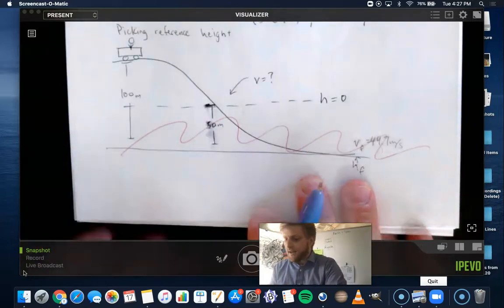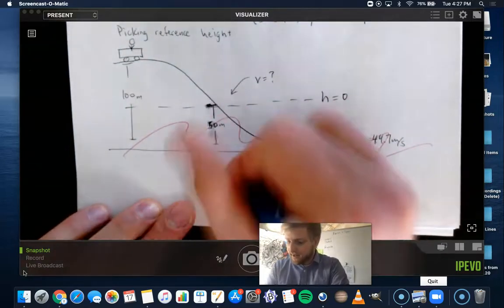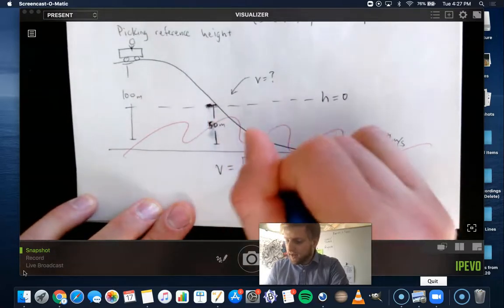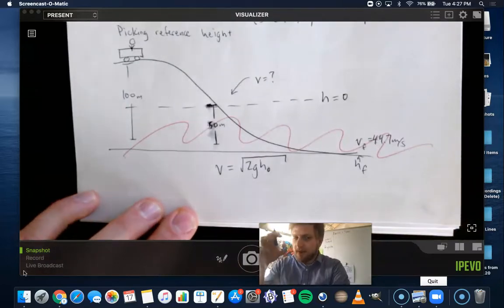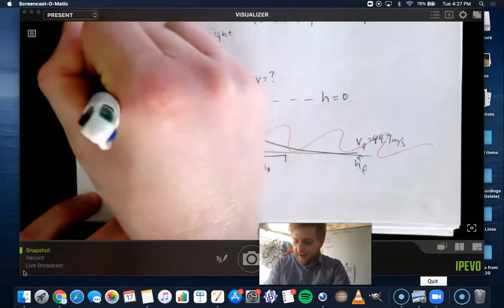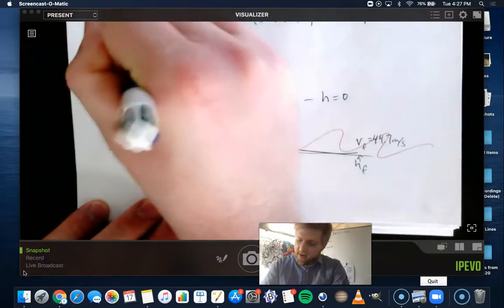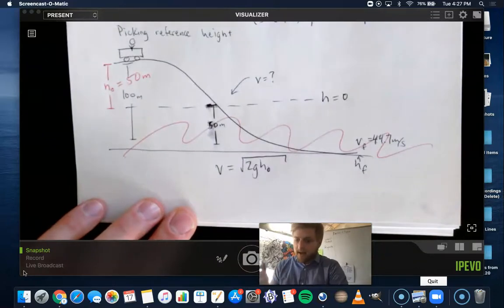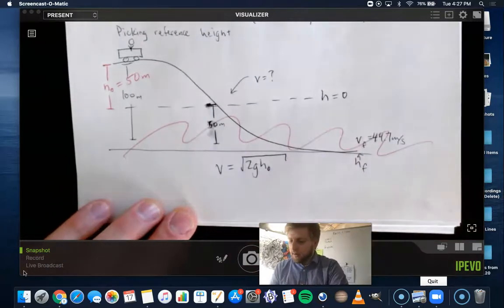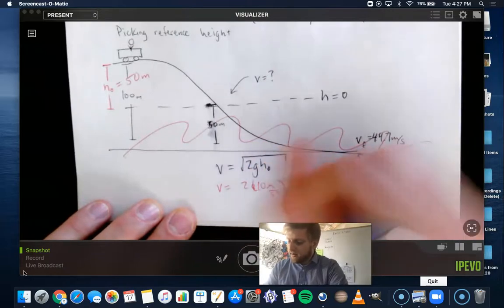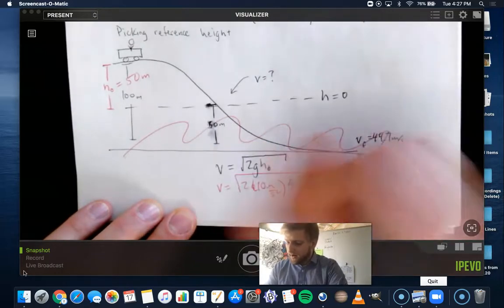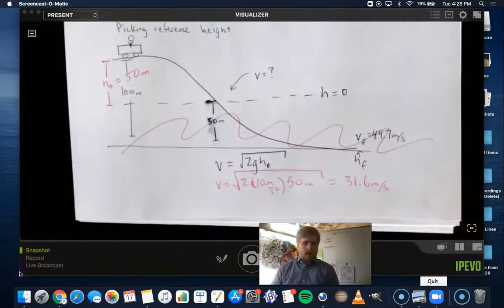You can show with exactly what we just did that the final velocity at that place is still the square root of 2gh naught, except that here, this is the part that makes this work, h naught is now just 50 meters high. So this is like saying we have a hill that's just 50 meters high. We don't actually care that there's a hill below it. We end up with 2 times 10 meters per second squared times 50 meters, and when you punch all that in, you get 31.6 meters per second.